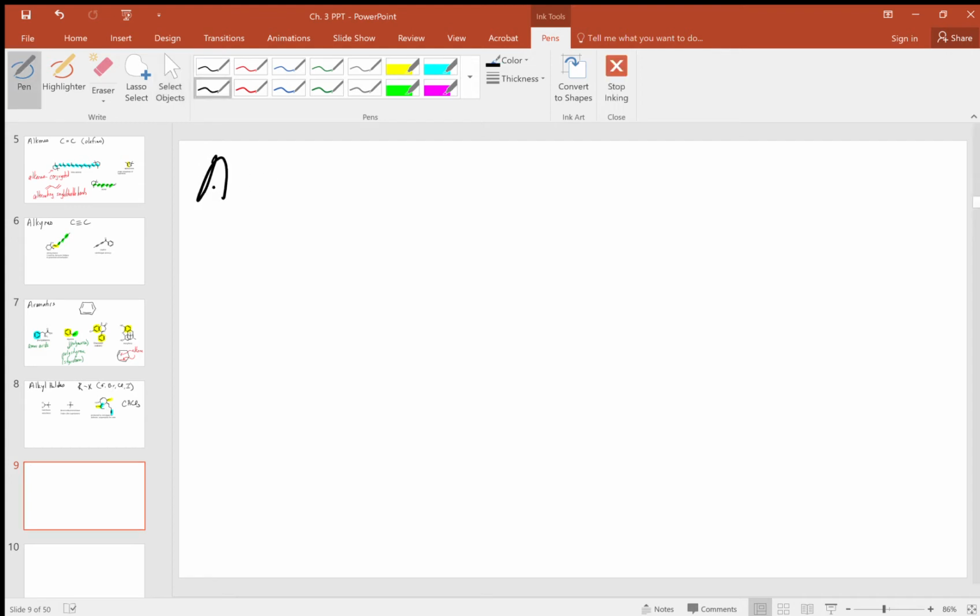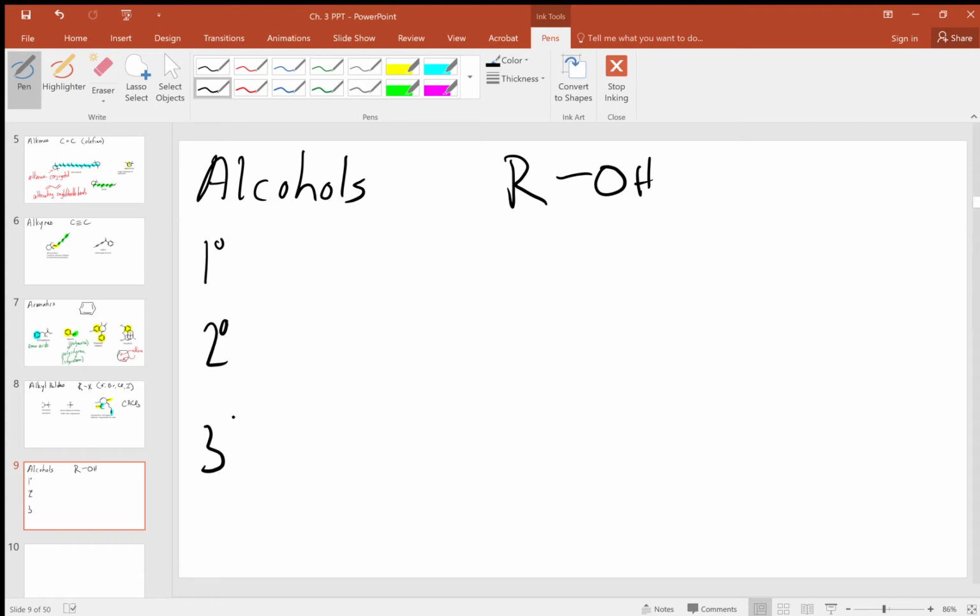So our next class of molecules, our next functional group, are alcohols. Alcohols are carbons bonded to an OH group. And we can divide alcohols up into primary, secondary, and tertiary. Now the definitions here are very, very similar to the ones that we saw for primary, secondary, and tertiary carbons. In a primary alcohol, the OH is attached to a primary carbon.